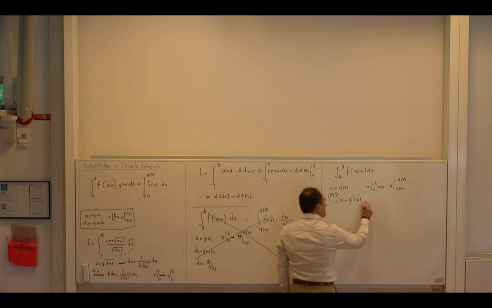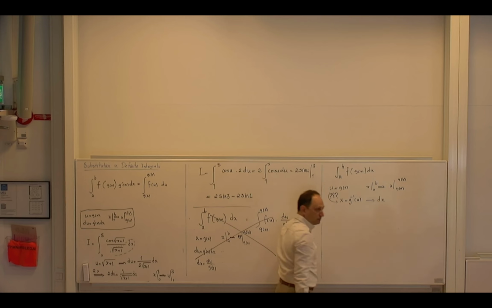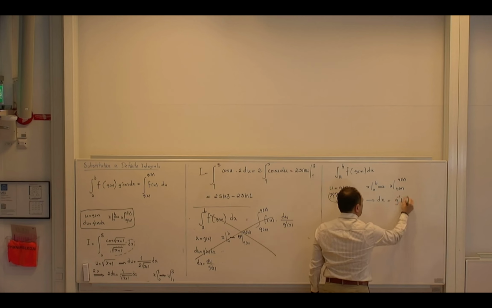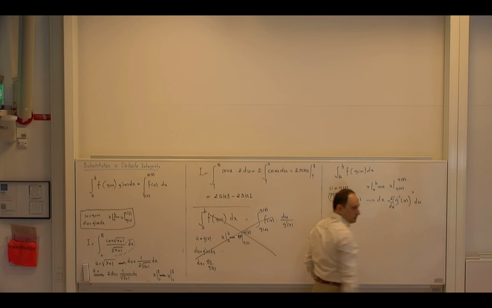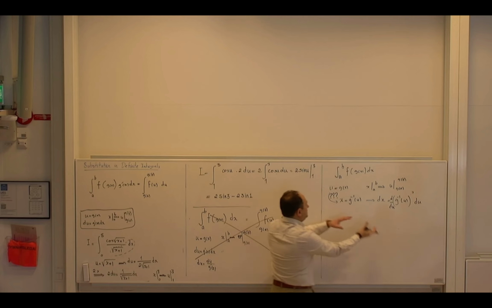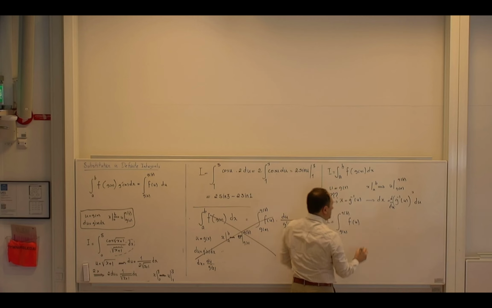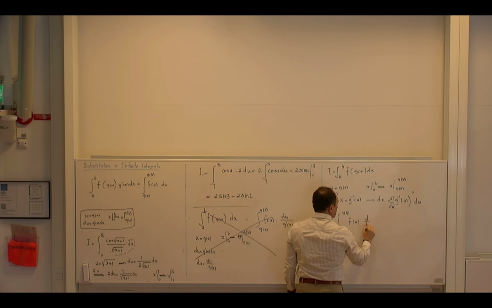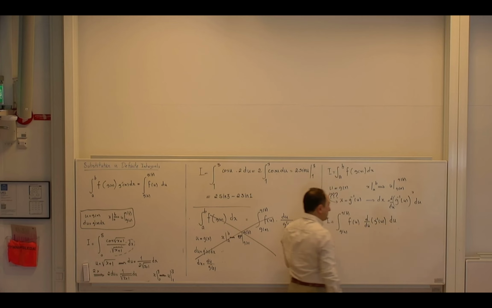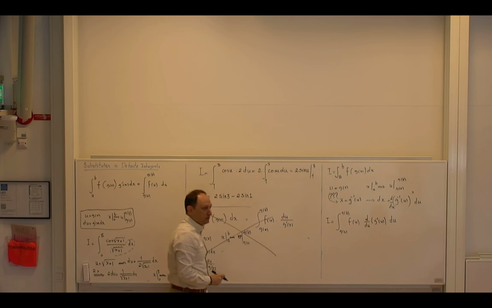Why? Because then you write dx. dx becomes the derivative of this one with respect to u, and then you write du here. Now if you put everything back, your integral becomes the integral from g of a to g of b of f of u, and instead of dx, I put this, the derivative of g inverse times du. Don't worry about the complicated form of it, but what is my point? My point is that everything is in terms of u.